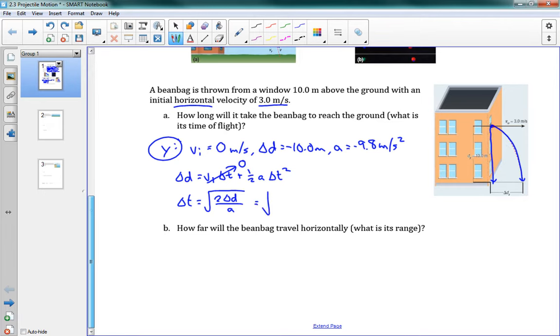And now I can just solve this. We've got negative 20 over negative 9.8. This gives me 1.4 seconds. Done. Part B. How far will the beanbag travel horizontally?